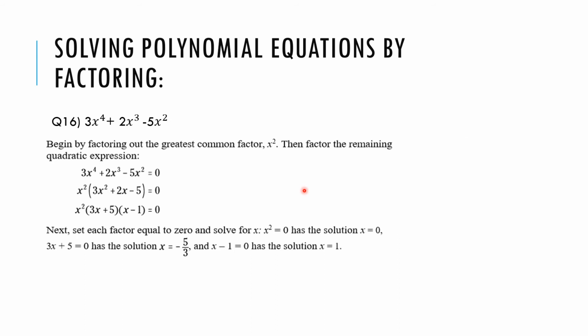Okay, solving polynomial equations by factoring. 3x^4 plus 2x^3 minus 5x^2. Begin by factoring out the greatest common factor, which is x squared. Then factor the remaining quadratic expression.